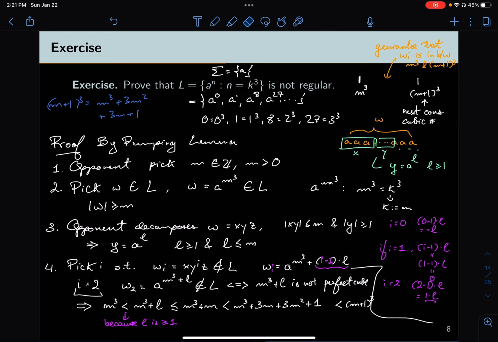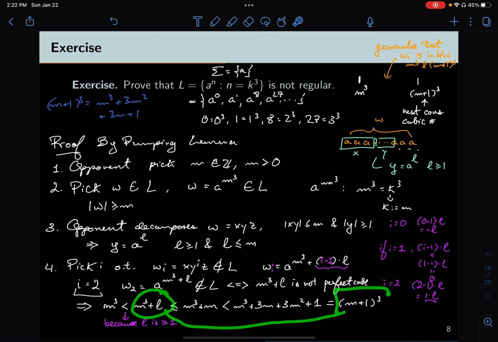And so now I can say that M cubed plus 3M squared plus 3M plus 1, which turns out, and not as a coincidence, I did this on purpose, is equal to M plus 1 cubed, right? And so the conclusion is that M cubed plus M is strictly less than M plus 1 cubed, and M cubed plus M is greater than or equal to M cubed plus L, which by transitivity, because the inequality is transitive, means that M cubed plus L is strictly less than M plus 1 cubed.